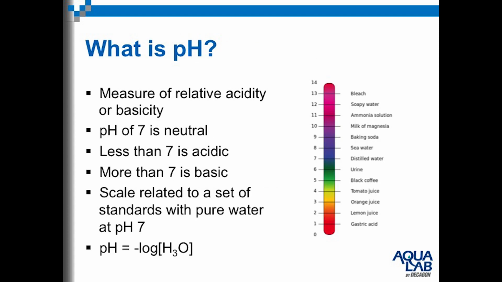Okay, let's now move on to pH. What is pH? Well, pH is a measure of the relative acidity or basicity of a product. How acidic is it? How basic is it? And so it works on a scale that has a pH of 7 as neutral. And this would be what you would get if you had distilled water. It's based upon distilled water being the neutral point, and if you go higher than 7, then you're considered basic. If you have a pH that's lower than 7, then you're considered acidic.